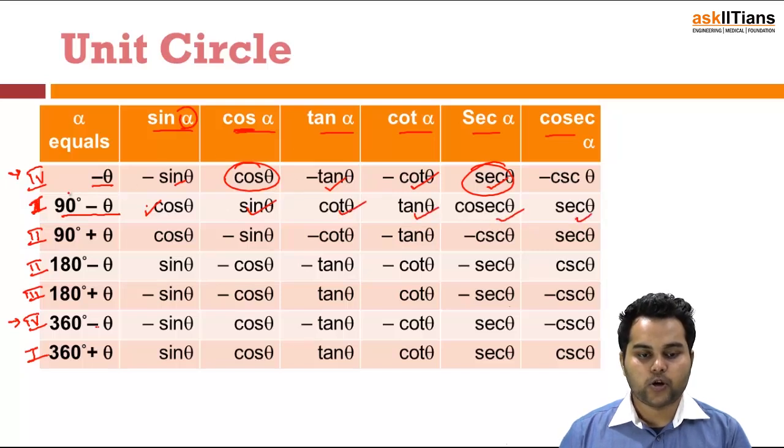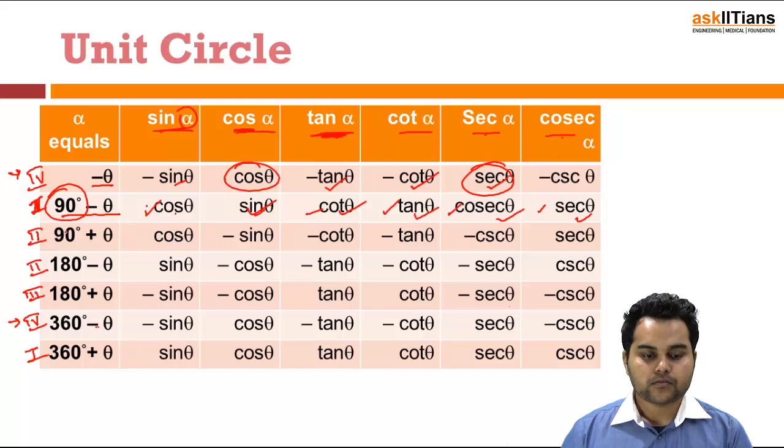Since it's an odd multiple of pi by 2 in the angle, the ratios would change: sine to cos, tan to cot, and sec to cosec. So sine of 90 minus theta would be cos theta, cos of 90 minus theta is sine theta, tan of 90 minus theta is cot theta, cot of 90 minus theta is again tan theta, sec of 90 minus theta is cosec theta, and cosec of 90 minus theta is sec theta.